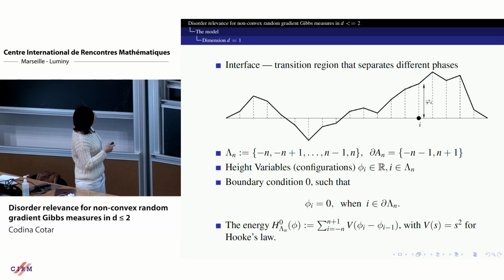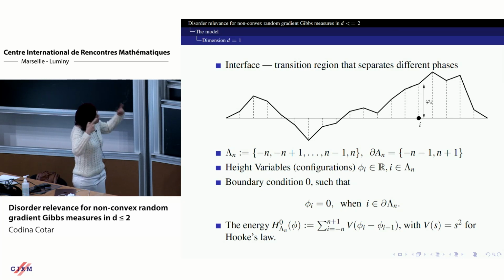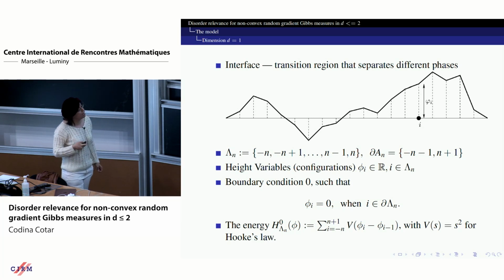In this one-dimensional system, this is my volume. I have the boundary of the system here at minus n and n. I'm going to define the so-called height variables, which are the configurations, and they are the distance of the interface above or below the line. These are the phi_i.